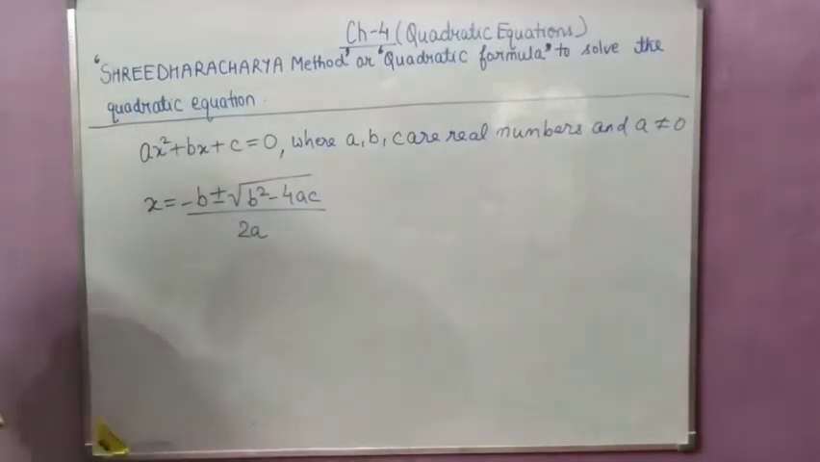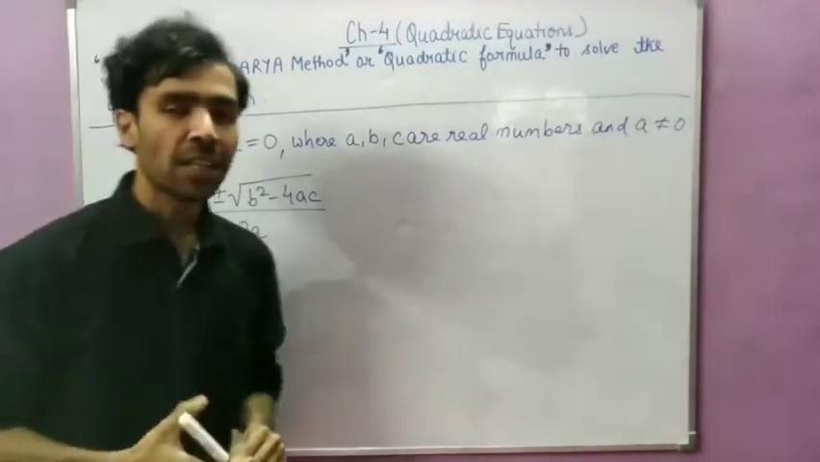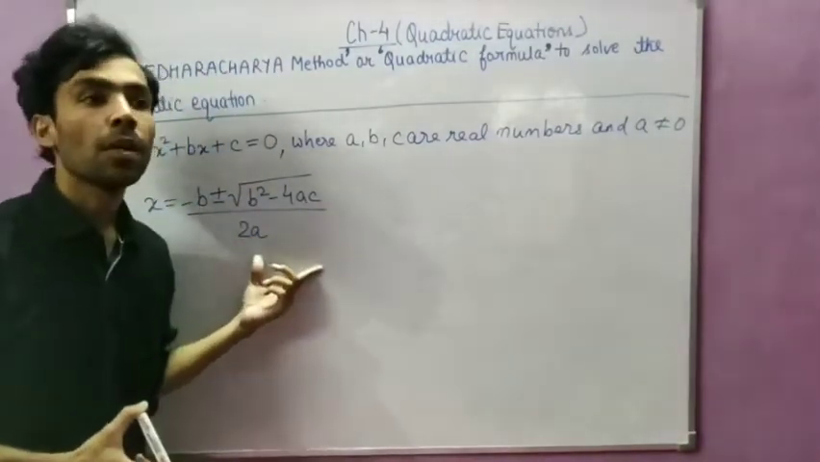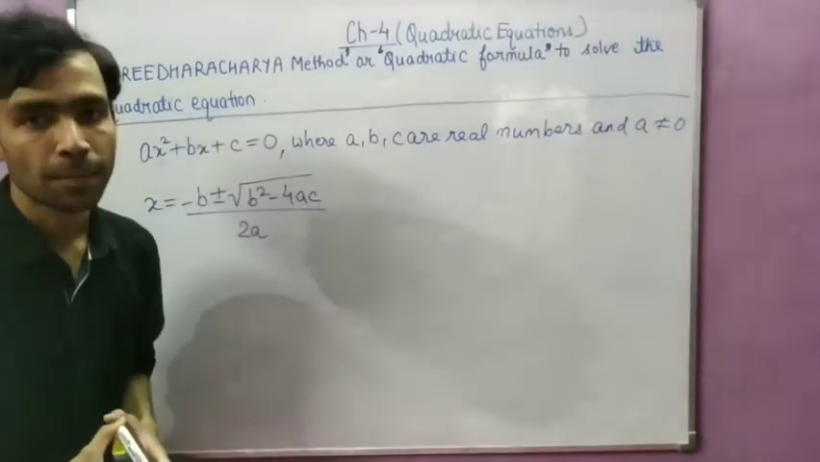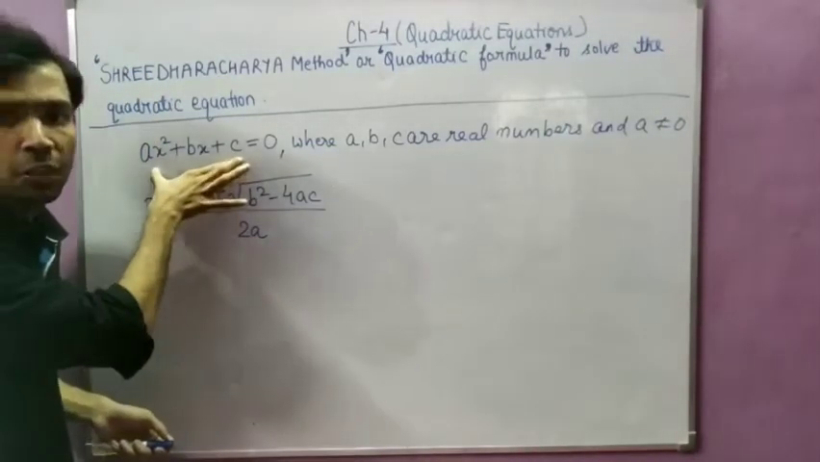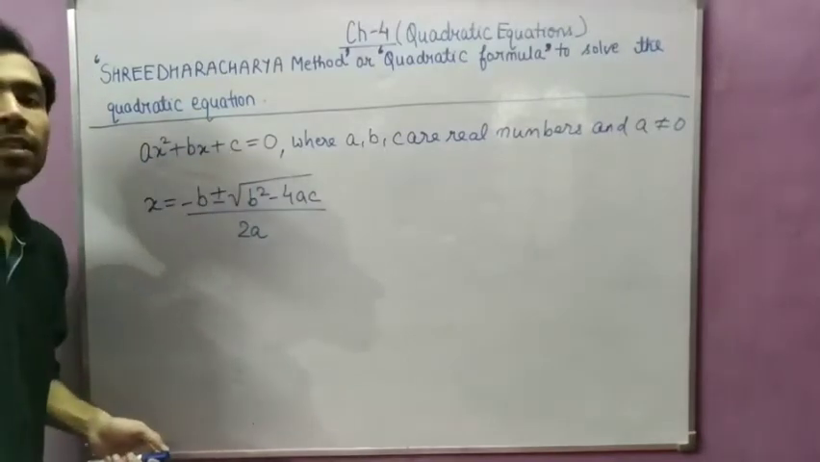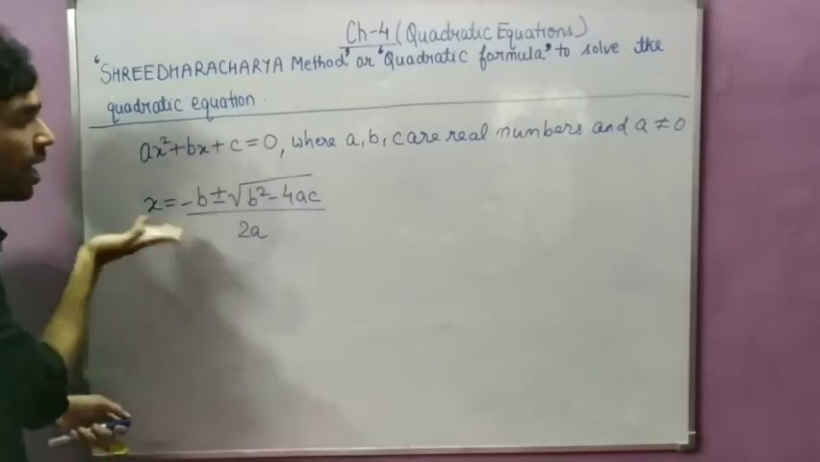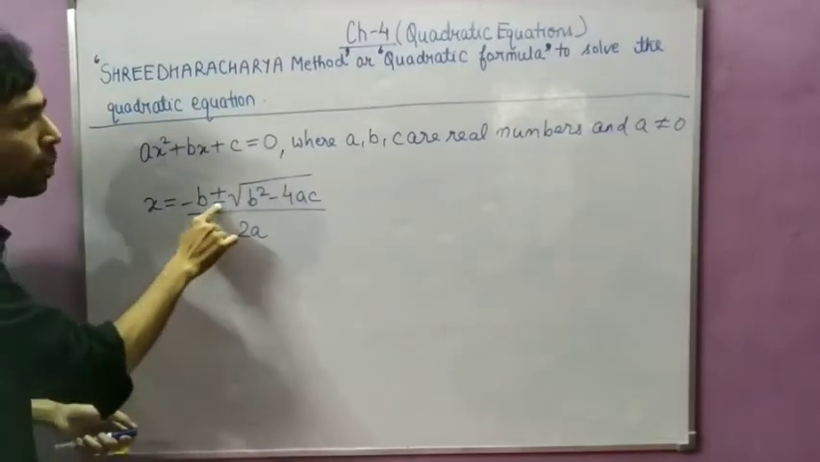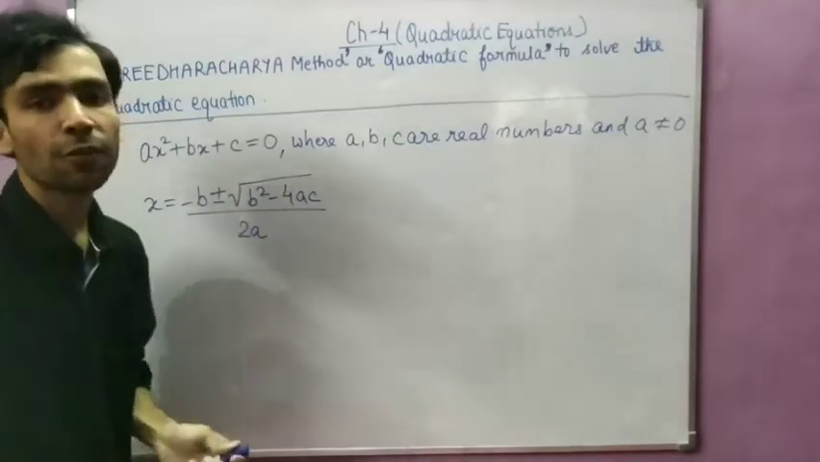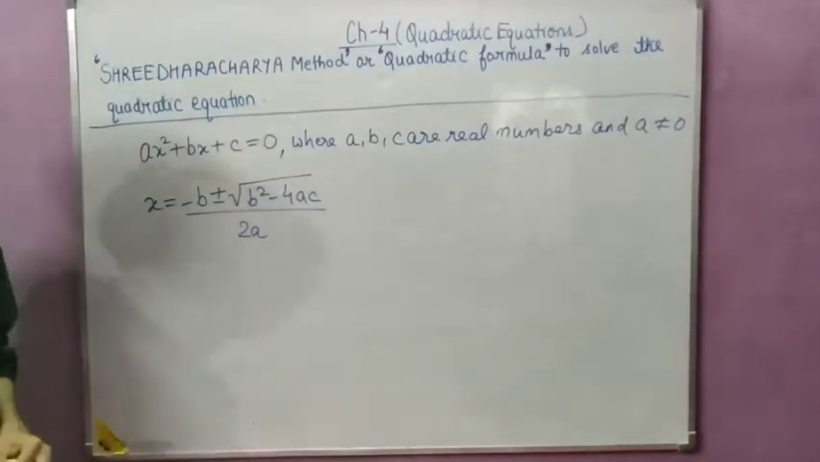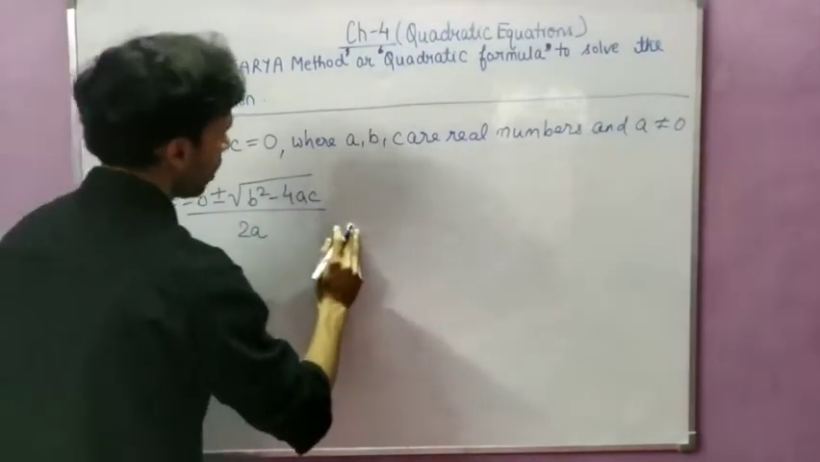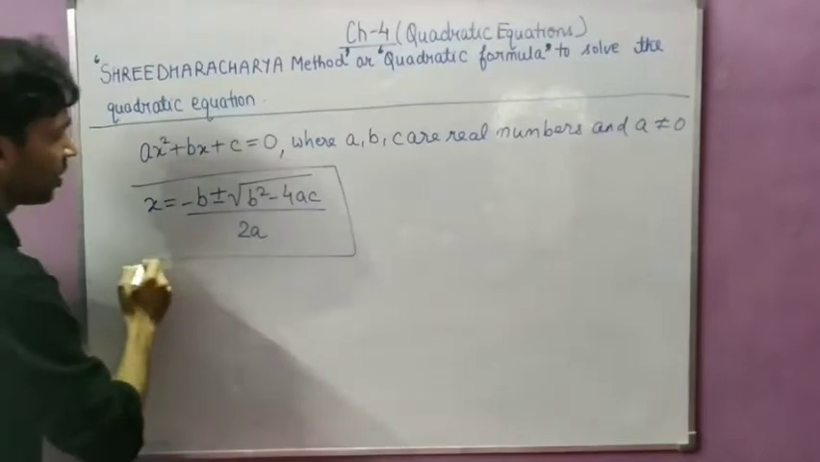Now students, you will think, sir, how does this formula come? This formula comes by the method of completing the square. When you apply the completing the square method to find the roots of this equation, you can easily get the value of x, and the value of x is equal to minus b plus minus under root b square minus 4ac upon 2a. Okay, and this formula is applicable when, suppose this is a formula.